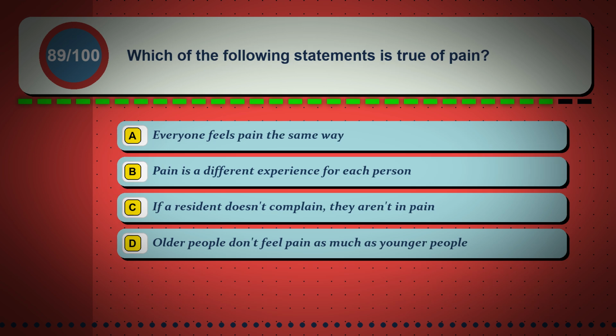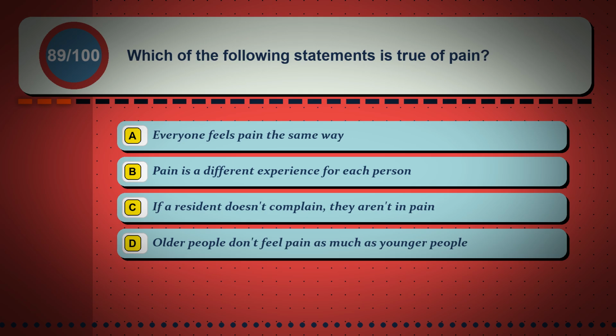Question 89. Which of the following statements is true of pain? Option A, everyone feels pain the same way. Option B, pain is a different experience for each person. Option C, if a resident doesn't complain, they aren't in pain. Option D, older people don't feel pain as much as younger people.